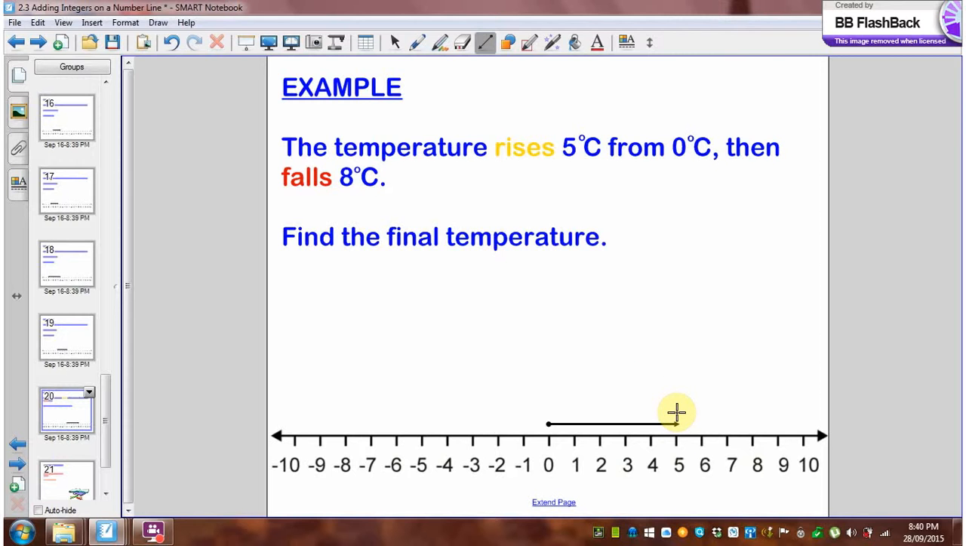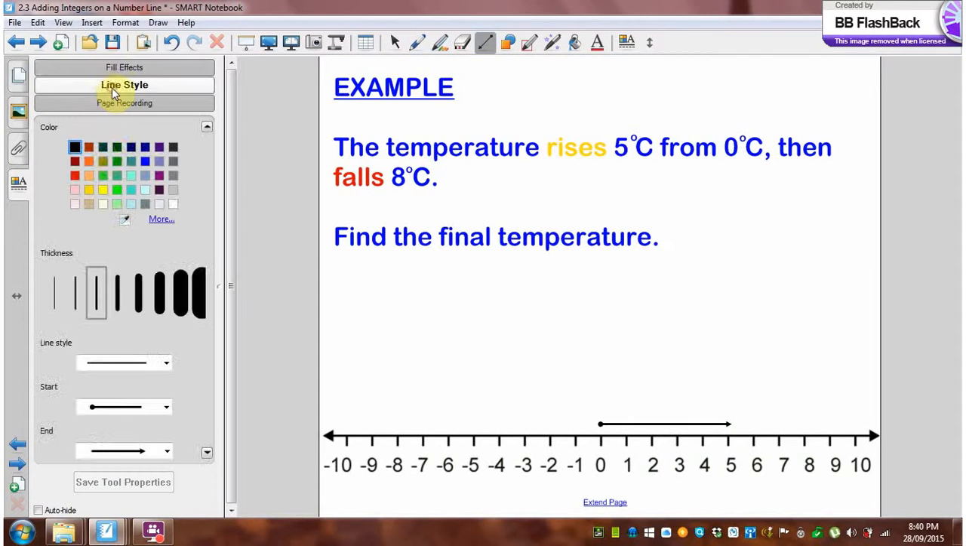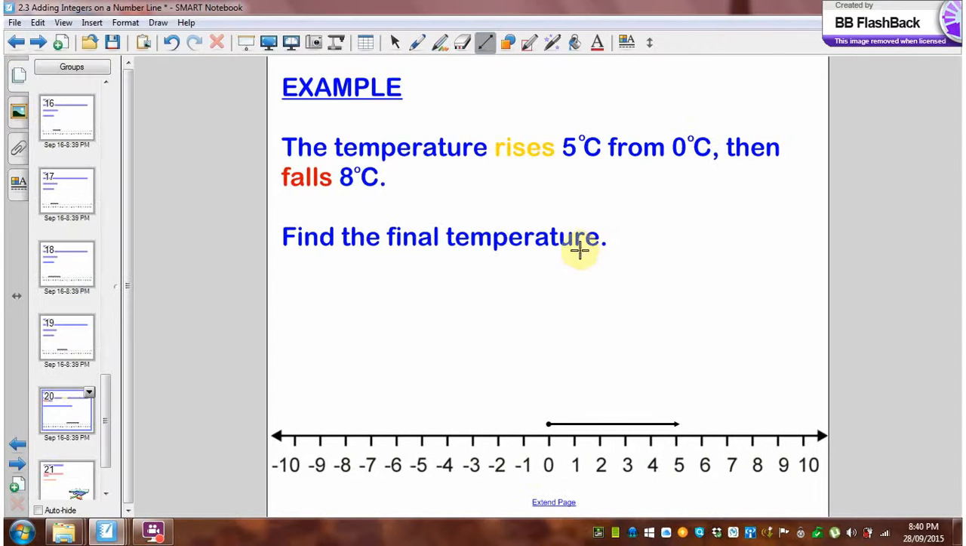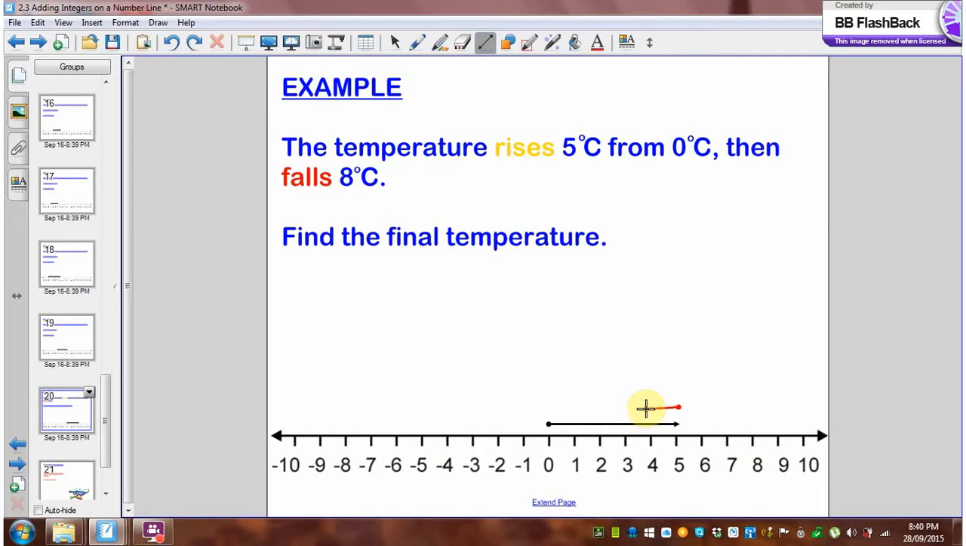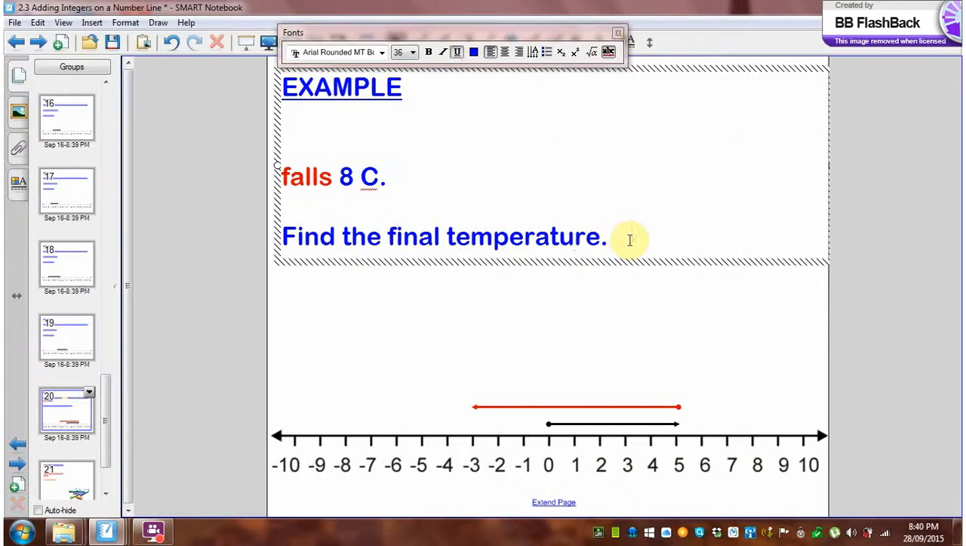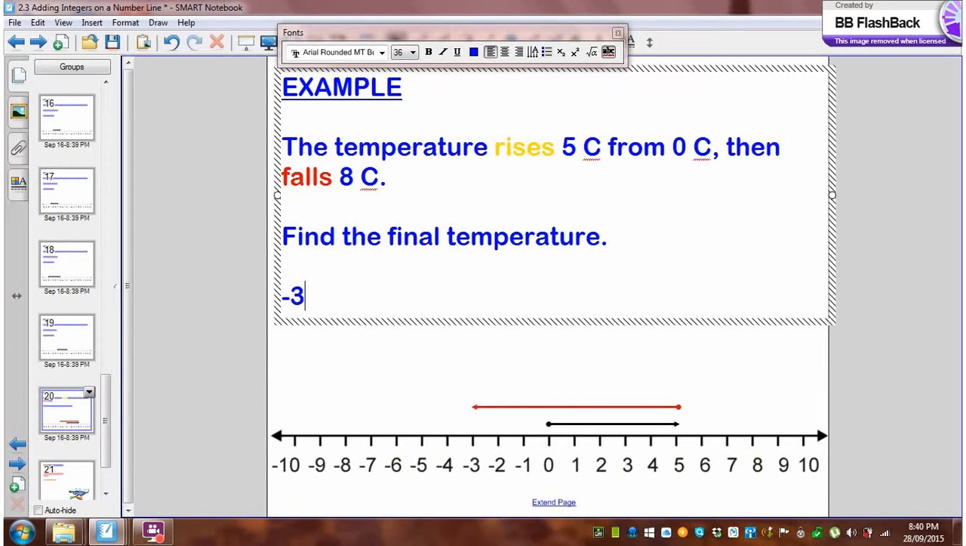Okay, so I'm going to change the color here, just to make it a little bit easier to see. So now we went from 0 to 5, and now we're going to fall 8. So we're at 5, and we go down 1, 2, oops. We go down 1, 2, 3, 4, 5, 6, 7, 8. Okay, so we end at negative 3. So the final temperature is negative 3 degrees Celsius.